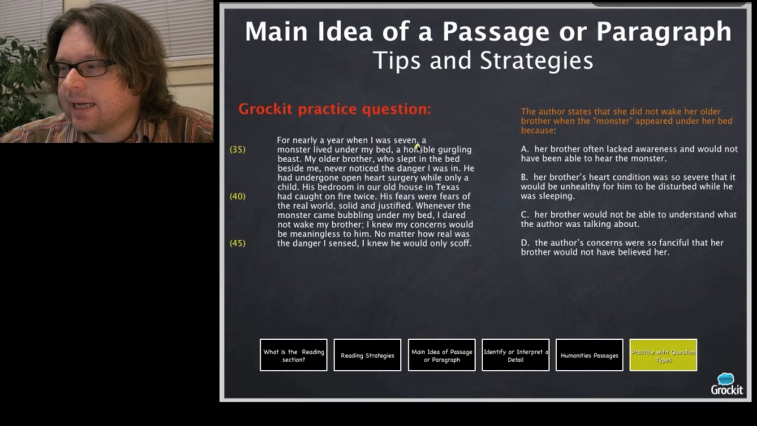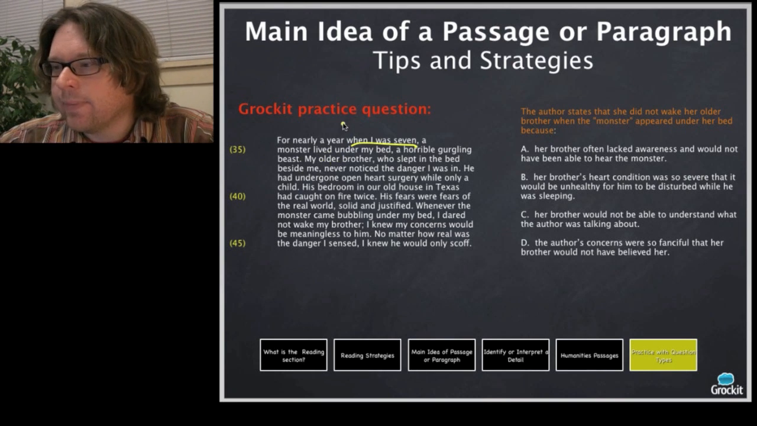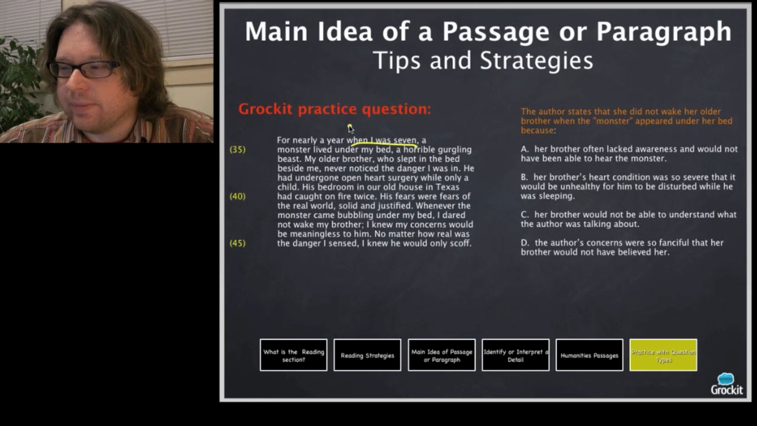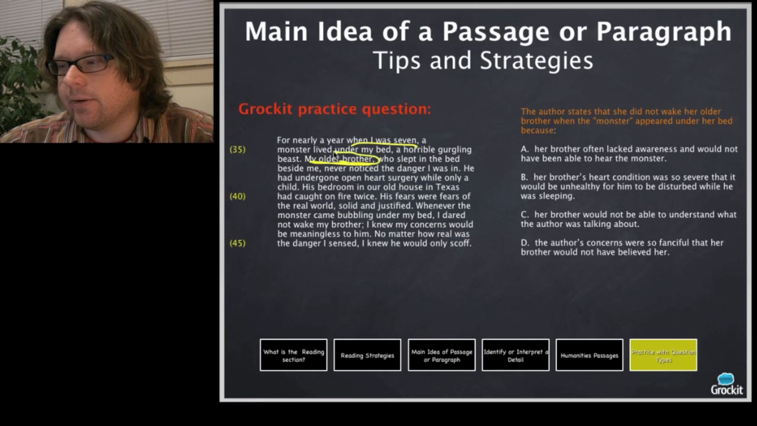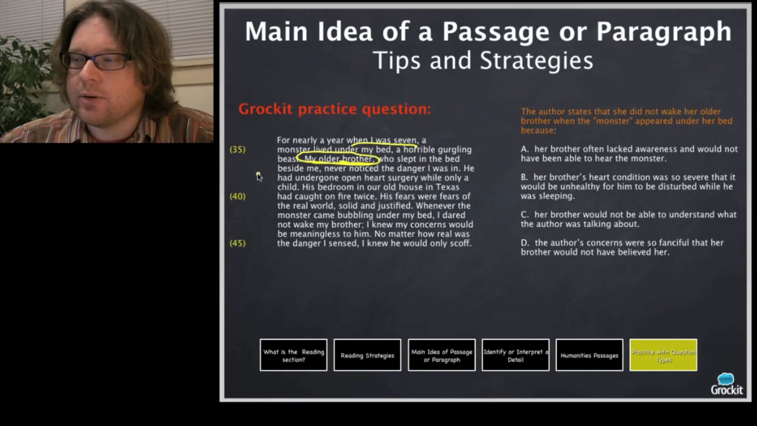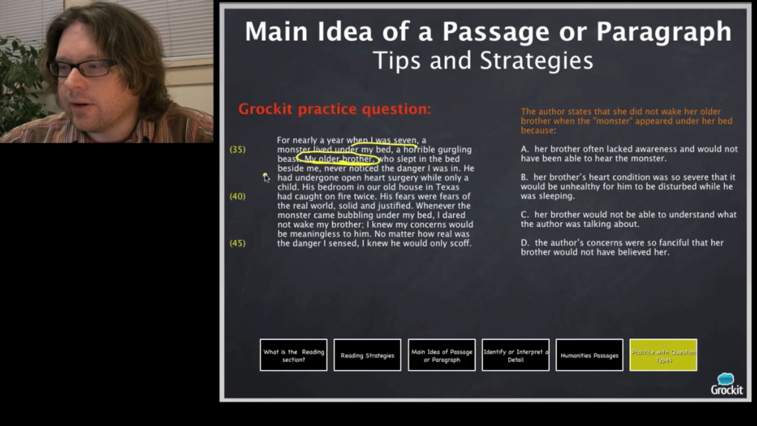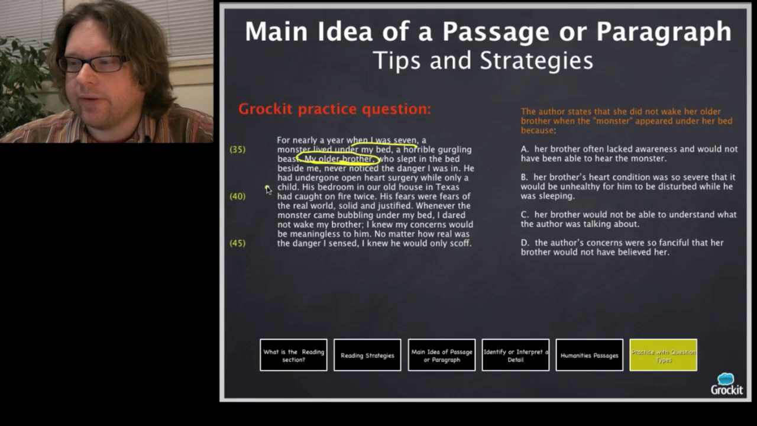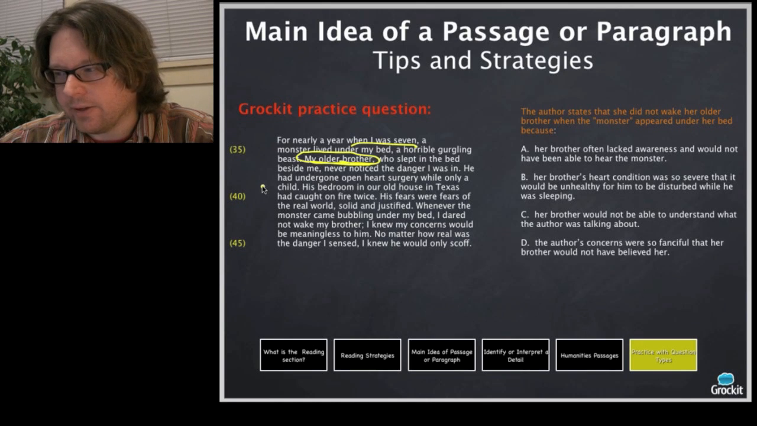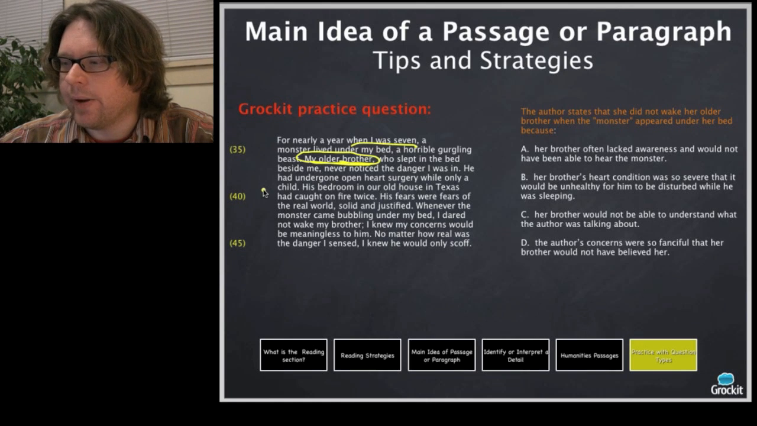For nearly a year when I was 7, that might be important, knowing how old the author was, a monster lived under my bed, a horrible gurgling beast. My older brother, there's another character, who slept in the bed beside me, never noticed the danger I was in. He had undergone open heart surgery while only a child. His bedroom in our old house in Texas had caught on fire twice. His fears were fears of the real world, solid and justified. Whenever the monster came bubbling under my bed, I dared not wake my brother. I knew my concerns would be meaningless to him. No matter how real the danger I sensed, I knew he would only scoff. He's going to scoff, that's bad.